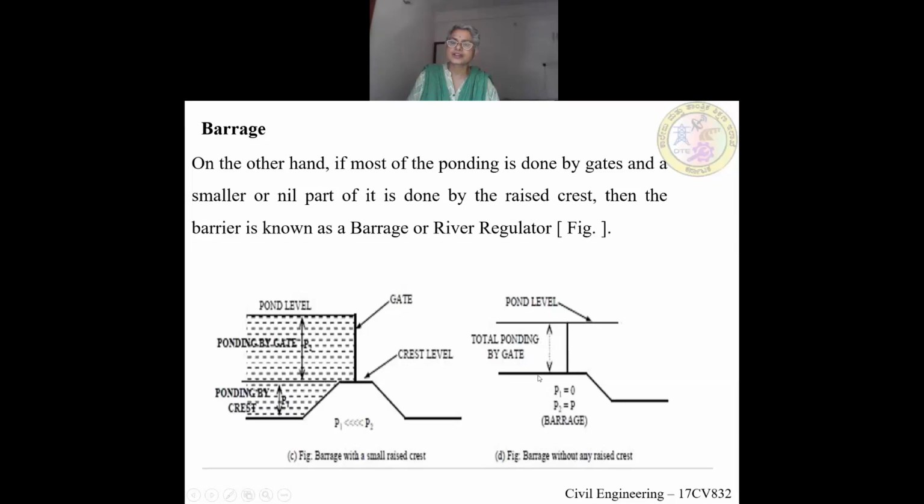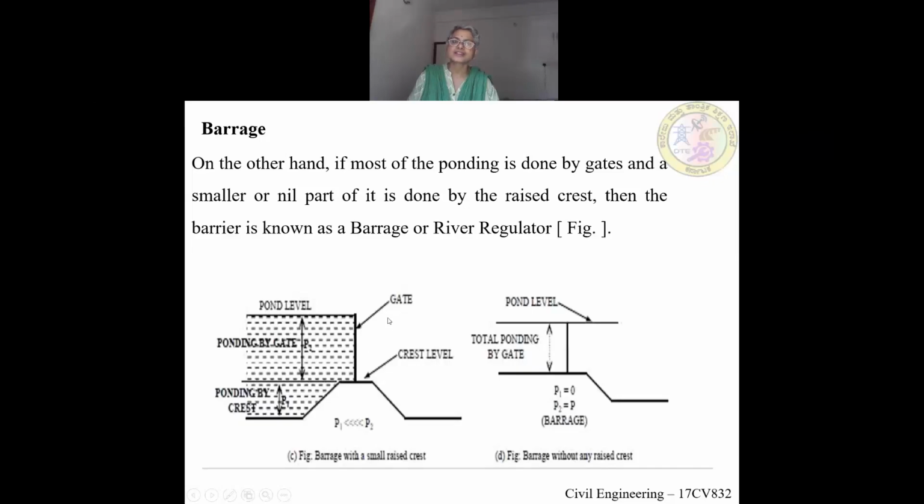So here P1 is 0, and P2 is equal to P. The ponding done by the raised crest of the barrage is not there; only because of the gate it is there. So P2 is equal to P, and P1 is 0. So this is a barrage without any raised crest. The crest is not raised here, only gates. The ponding is done only by the gate.